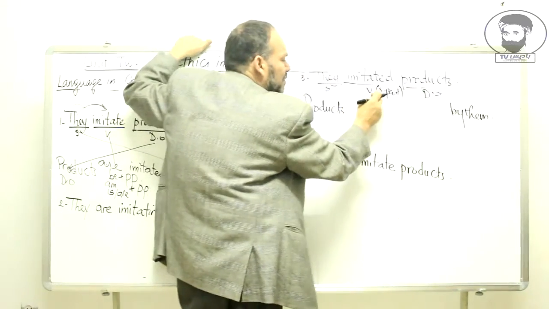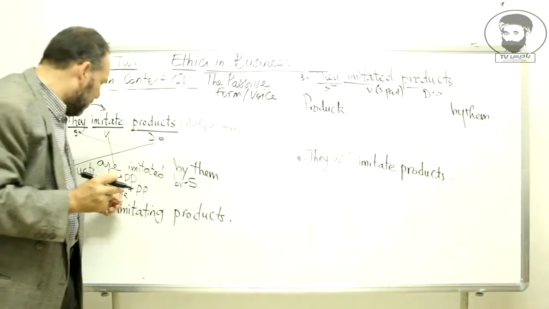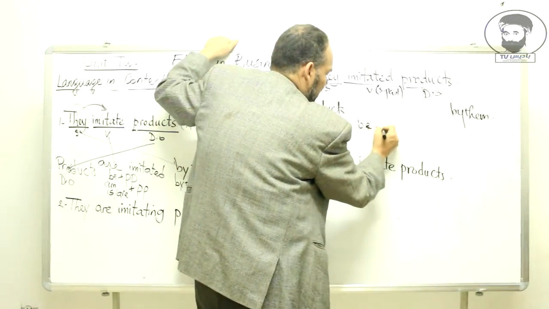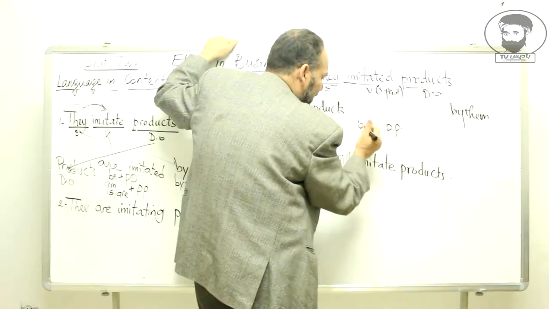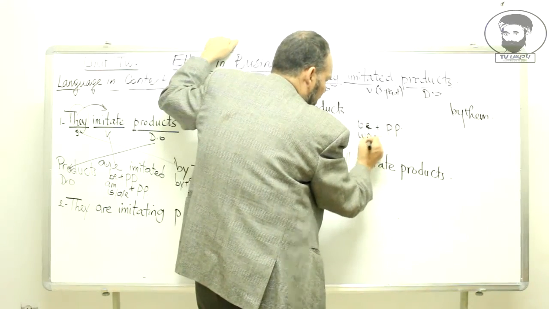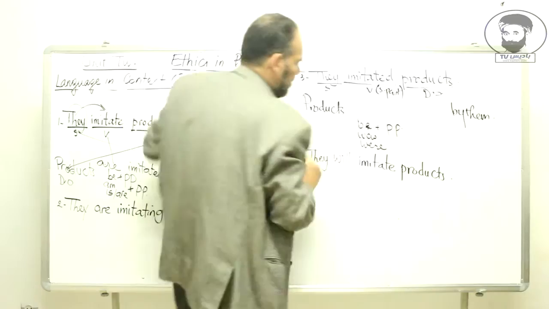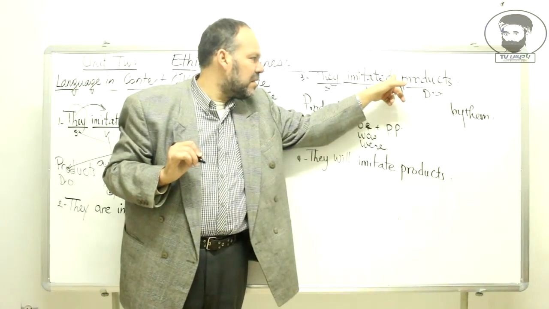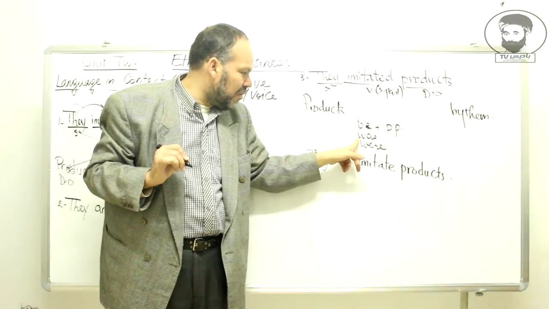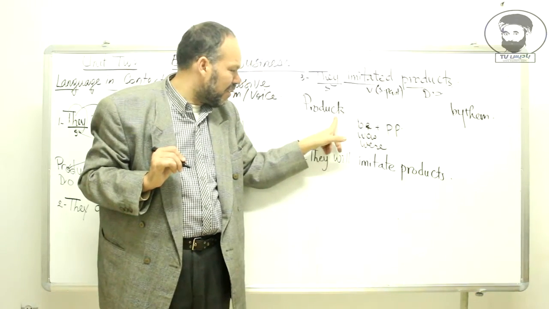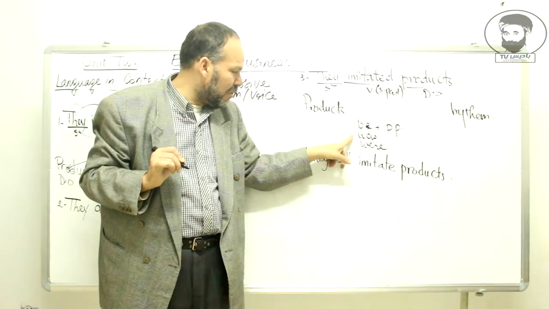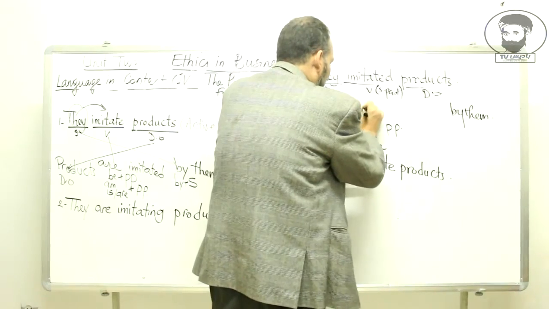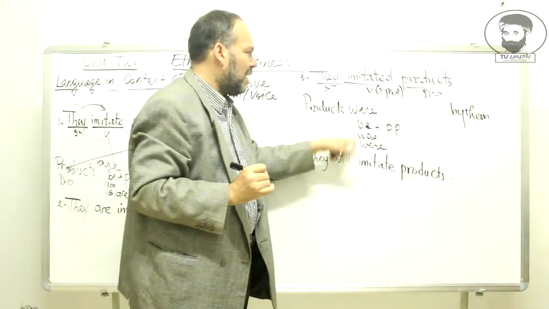Now the verb is in the simple past, automatically to be plus past participle. Here to be is either was or were. Look, as simple. Imitated is in the past, so to be must be either was or were. Now look at the word products. Products, do you say products was? No. You say products were. So products were. Were what?